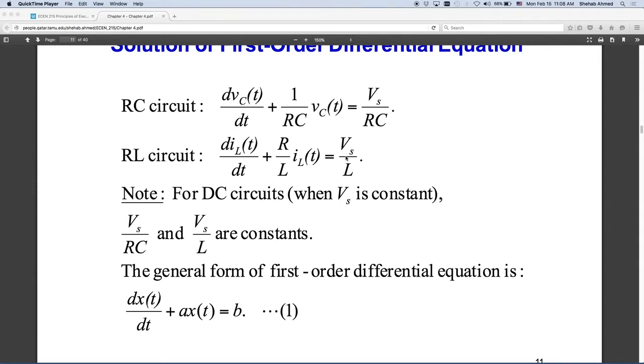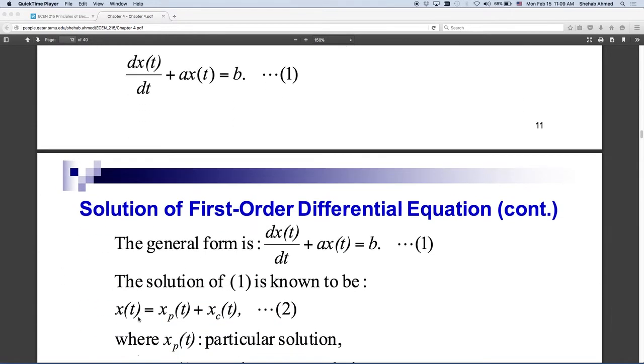So these two equations are in the general form dx(t)/dt plus a x(t) equals b. This is the general form, and if we are able to solve for x of t, then I can solve RL circuits and RC circuits. For the RC circuit, a is 1 over RC. For the RL circuit, a is R over L. For the RC circuit, b is Vs over RC. For the RL circuit, b is Vs over L. And that's it. So how do we solve this equation is the core of what we need to do right now. It should be a good review for you.